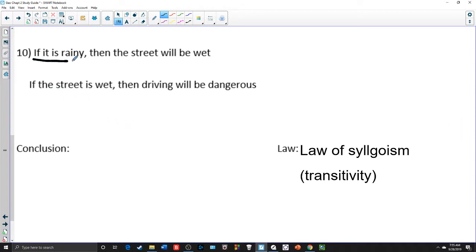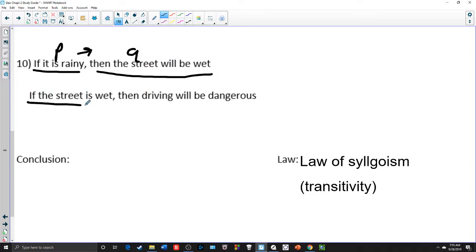So if it's rainy, then the street will be wet. So let's label this P goes to Q. If the street is wet, then driving will be dangerous. Well, we already have the street being wet here, so this is another Q statement, just in the if part. So street will be wet here, street will be wet here. So Q. Driving will be dangerous: I don't have a variable for this, so we'll just use R, because I've already used P and Q. And let's see what we can deduce from this.